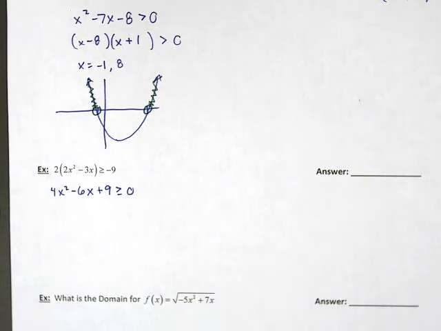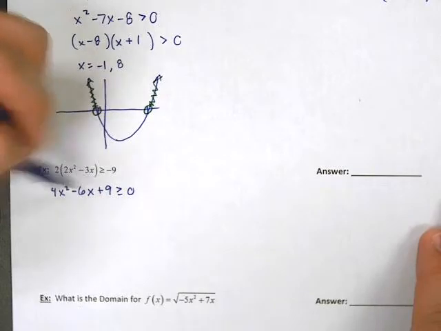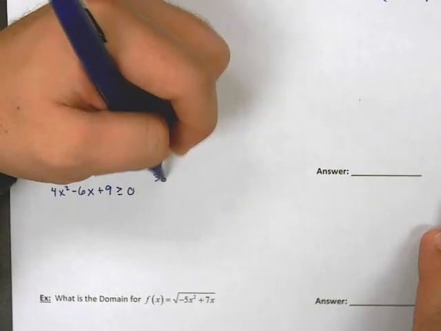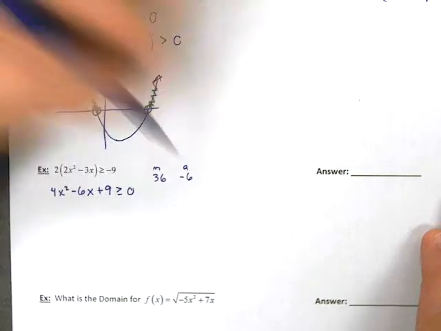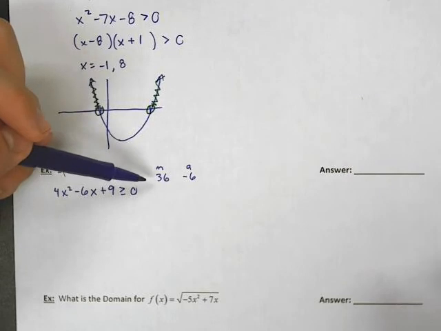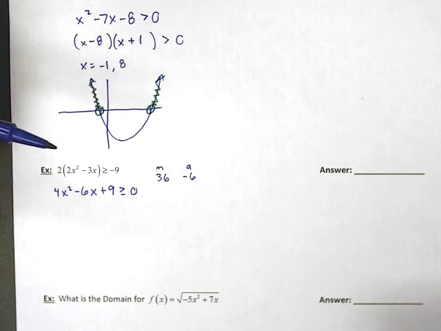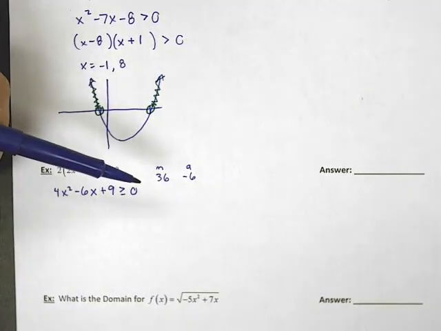Let's see what we can do here. Okay, in this case, when I have a 4, I think I'm going to maybe try the A and C route, see if I can split the middle. So 4 times 9 is 36, so I have to multiply to 36 and add to negative 6. So 1 and 36, no. 2 and 18, no. 3 and 12, no. 4 and 9, no. 6 and 6, no. I'm really struggling with this one. I can't figure out what multiplies to 36 and adds to negative 6.